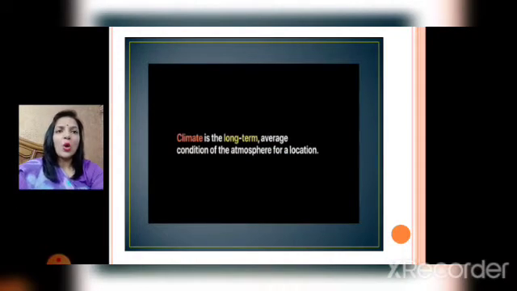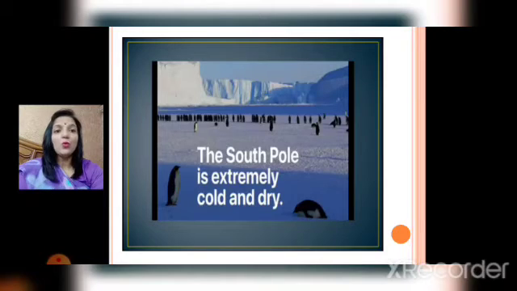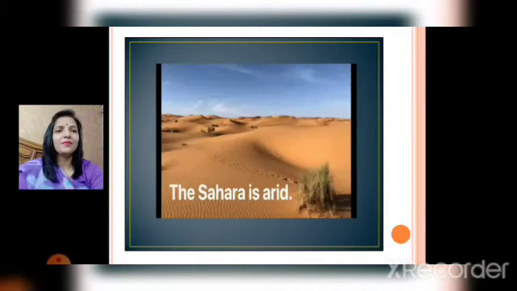Climate is the long-term average condition of the atmosphere for a location. Examples of climatic conditions are: it's hot and humid in the Amazon. The South Pole is extremely cold and dry. The Sahara is arid. India experiences monsoon season in July.